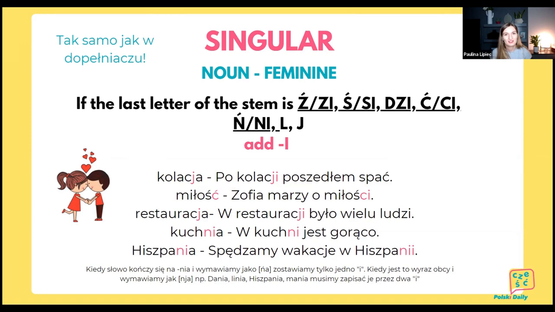Okay, examples. Kolacja. Po kolacji poszedłem spać. After the dinner, I went to bed. Miłość. Love. Zofia marzy o miłości. Zofia dreams about love. Restauracja. W restauracji było wielu ludzi. There were a lot of people in the restaurant. Kuchnia. W kuchni jest gorąco. It's hot in the kitchen. Hiszpania. Spędzamy wakacje w Hiszpanii. We spend our holidays in Spain.